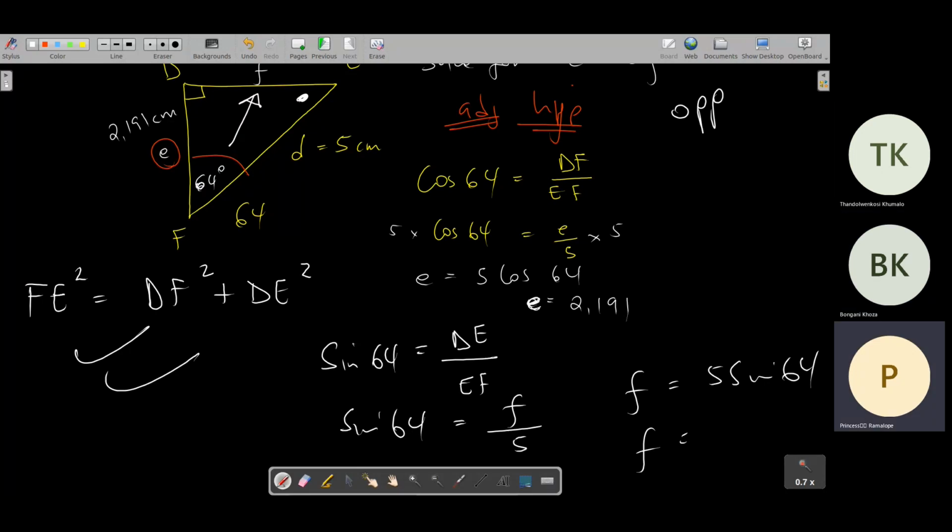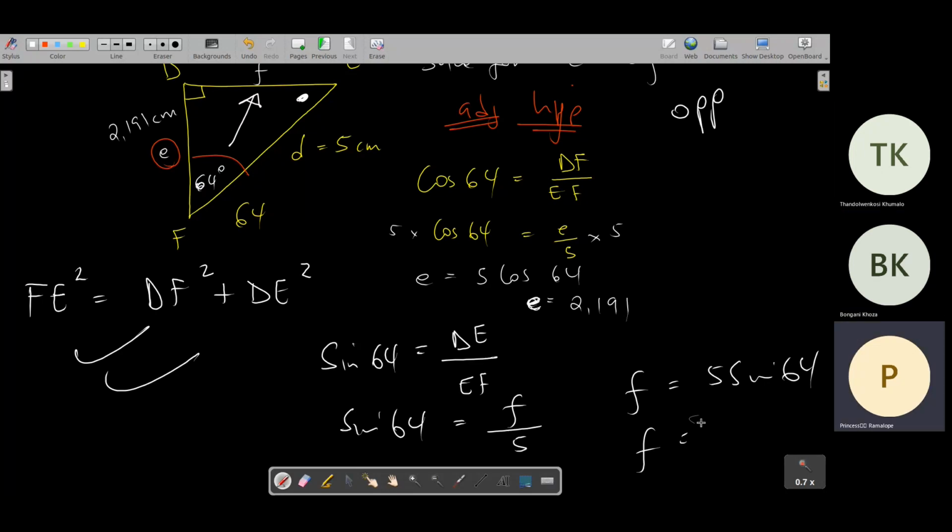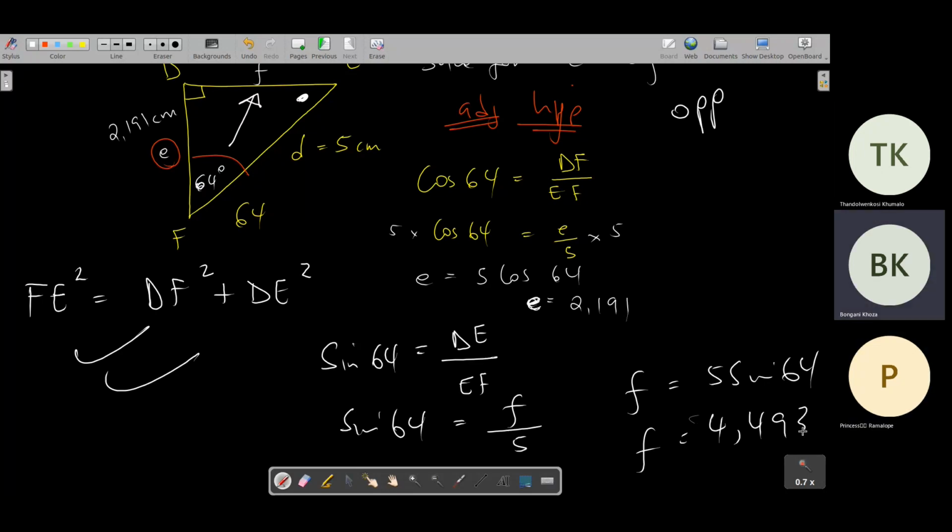Sine 64 equals F over 5. Times by 5, and then F equals 5 sine 64, and then we put it into our calculators, right? Sine 64 equals... Let me round off. Round off to 3 decimal places. 4.493. So it's 4.493.